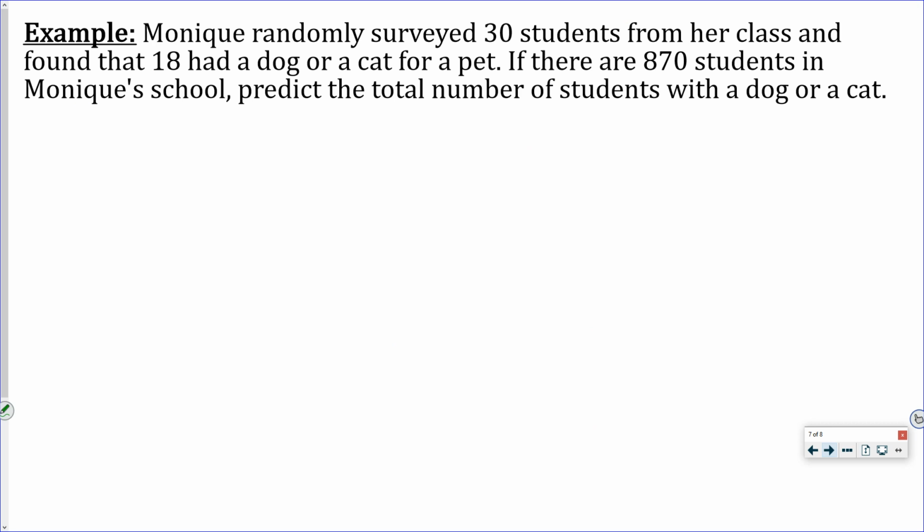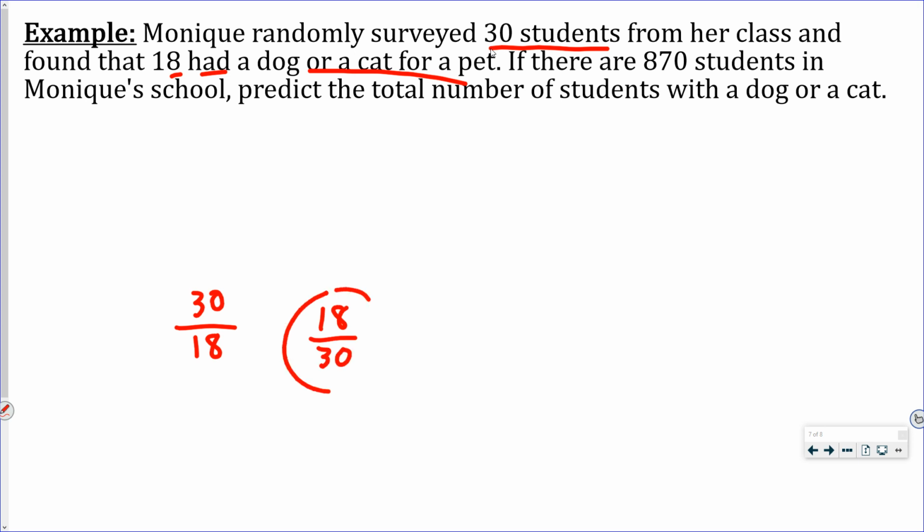Monique randomly surveyed 30 students from her class and found that 18 of those 30 had a pet, a dog or a cat. If there are 870 students in Monique's school, predict the total number of students with a dog or a cat. All right, so they're giving me a comparison: in her class, of the 30 students, 18 have a pet. So there's actually 2 ways we could correctly write this ratio. We could say for every 30 students to 18 pets, or 18 pets to the 30 students. I think this makes a little bit more sense, but technically you could write it either way, okay?